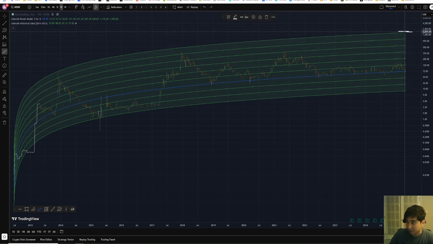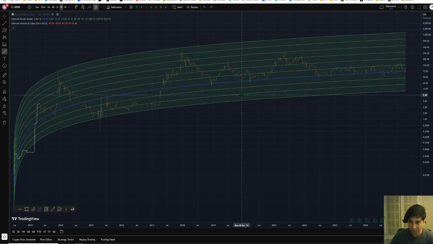The 6th band above right now is at around 2,000. If we made it all the way back up to 6 standard deviations above, it'd be 2,000. The 5th one's at around 1,000. So 1,000 is actually possible. I still think it is going to happen at some point, but I don't know when.